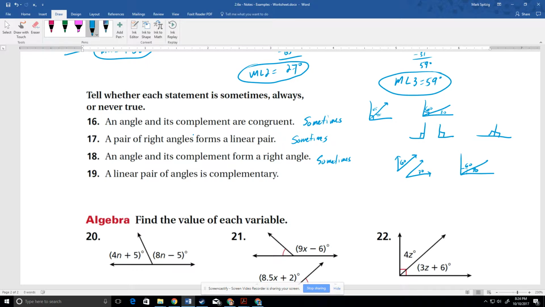A linear pair of angles is complementary. Well, that is going to be a big fat never. Linear pairs are always going to be supplementary, and there's no way they can add to 90 if they also have to add to 180. It just doesn't do it.